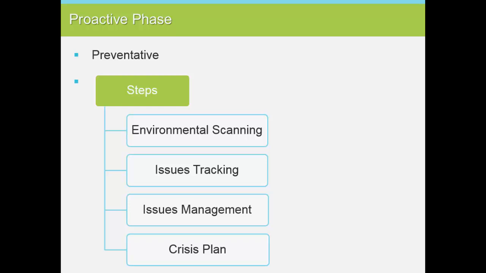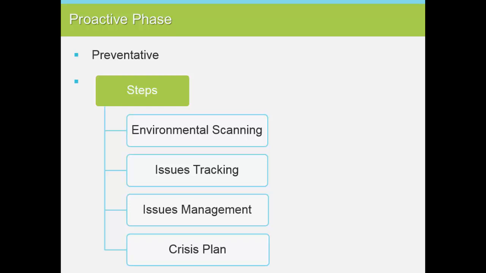The first step in the proactive phase is environmental scanning. In this step, the PR professional constantly consumes information from various outlets and takes note of anything that could impact or interact with the organization's interest. Issues tracking is a more focused approach in which PR professionals hone in on specific topics and begin to follow the media surrounding those topics.